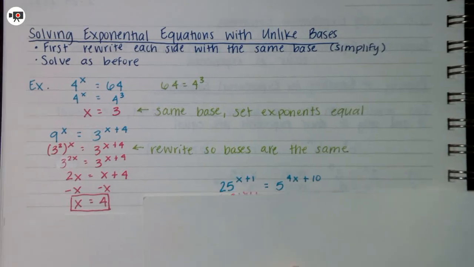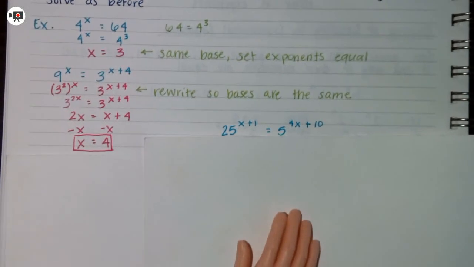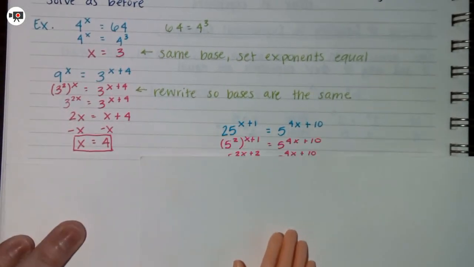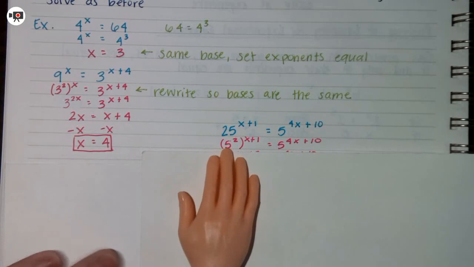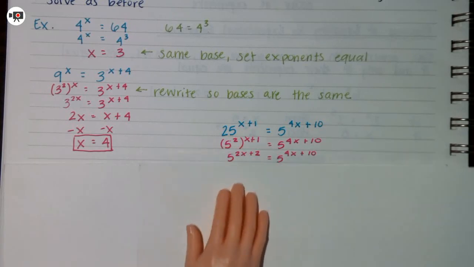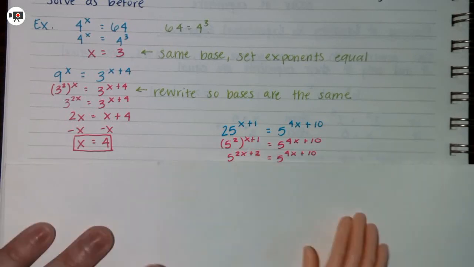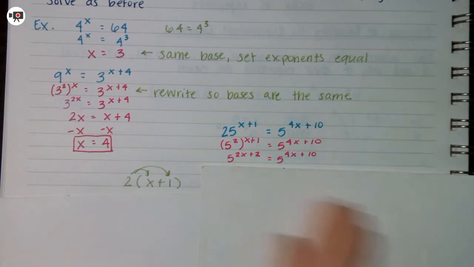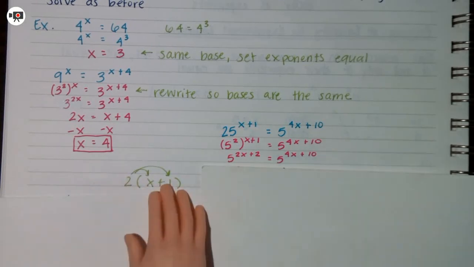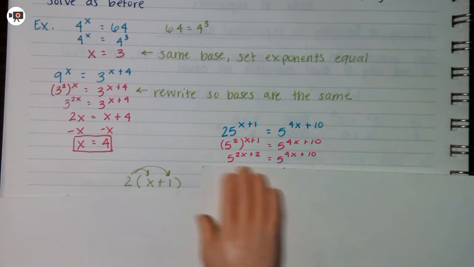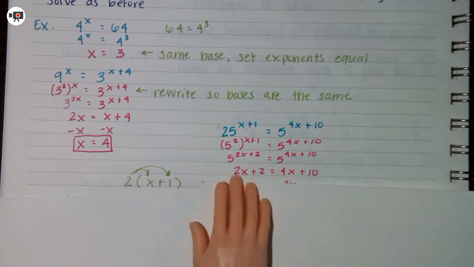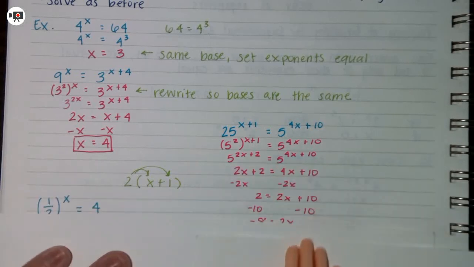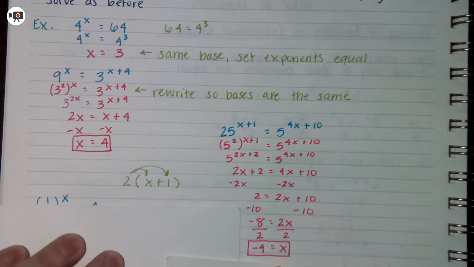So I have 25 to the x plus 1 equals 5 to the 4x plus 10. 25 can be rewritten as a power of 5. Then when I multiply, this 2 gets multiplied to each part. So you have to distribute it. Now I have the same base, so I can set exponents equal and solve for x.